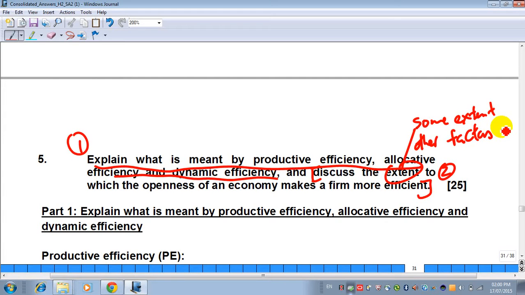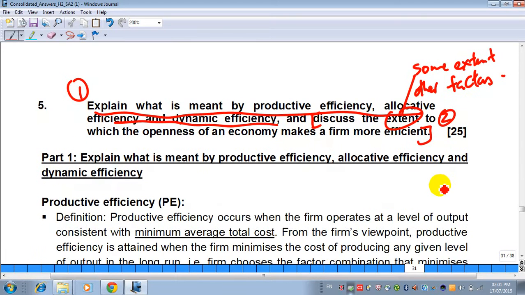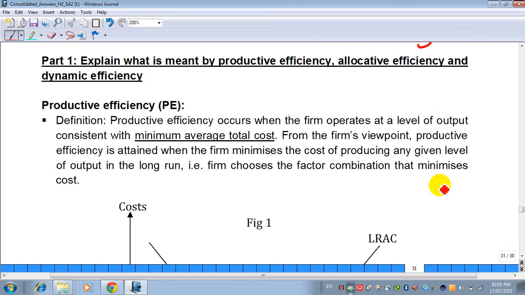And this is what most of you answered for the exams, and that is good. But you missed out on the third part. You need to address the word 'extent'. The extent may not be so great. There might be other factors, boys and girls. Always try to bring in other factors when you see that the command word is 'to what extent'. Other factors can contribute to making a firm more efficient, and therefore openness is not the biggest factor.